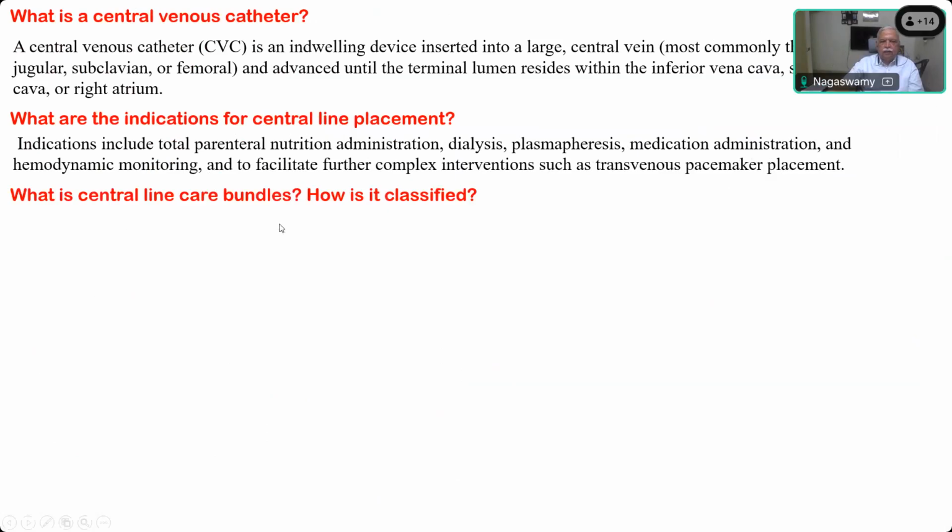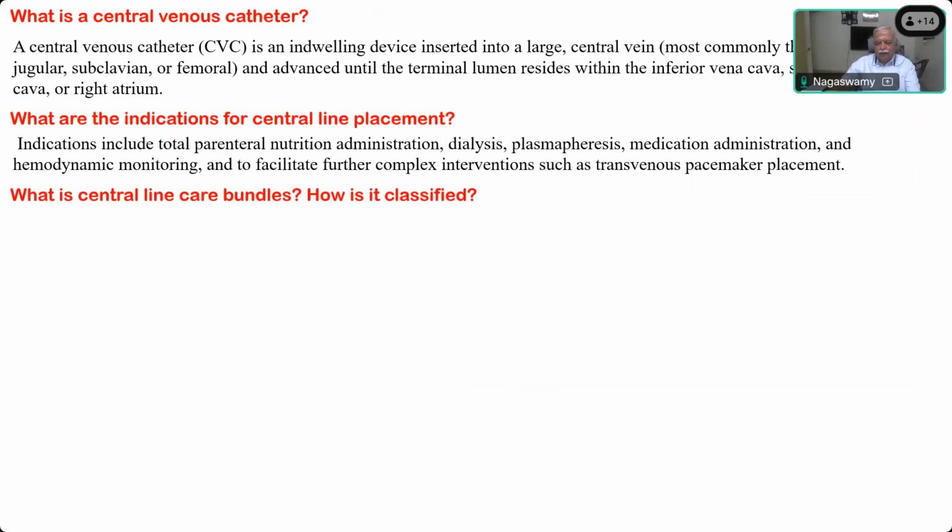What is the central line care bundle? How is it classified? You mentioned only one bundle, but how many bundles are there? These five measures were given in Paul Marino. Okay, those are the components of that bundle.